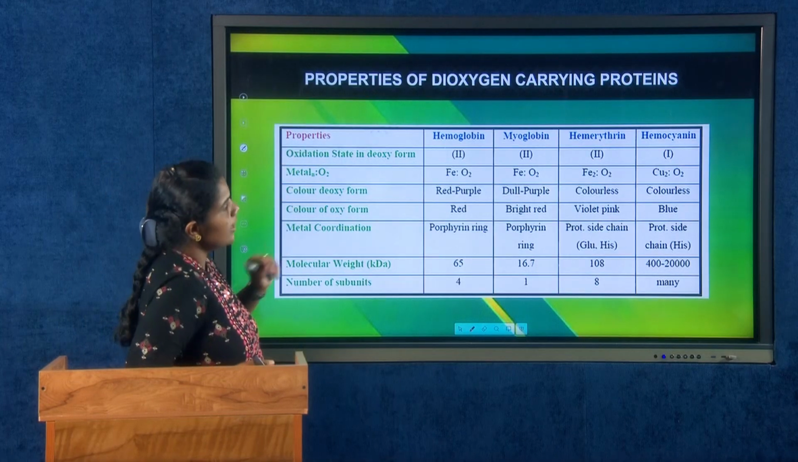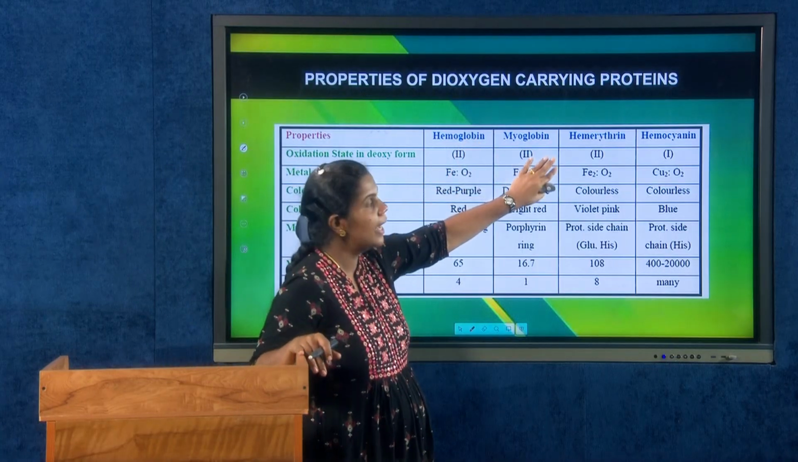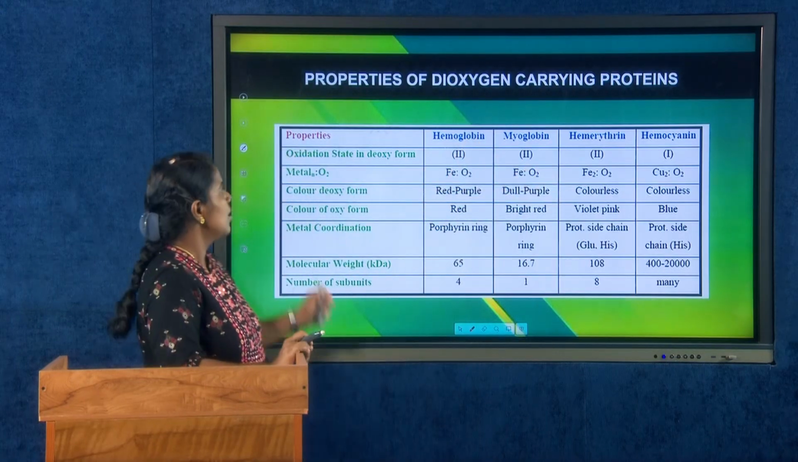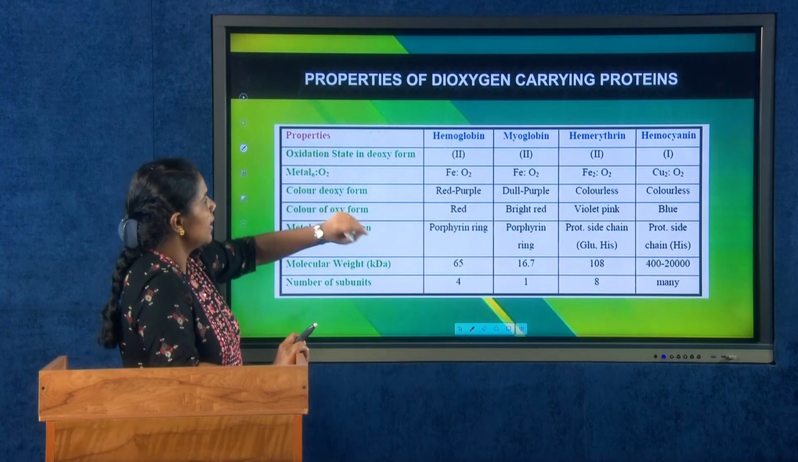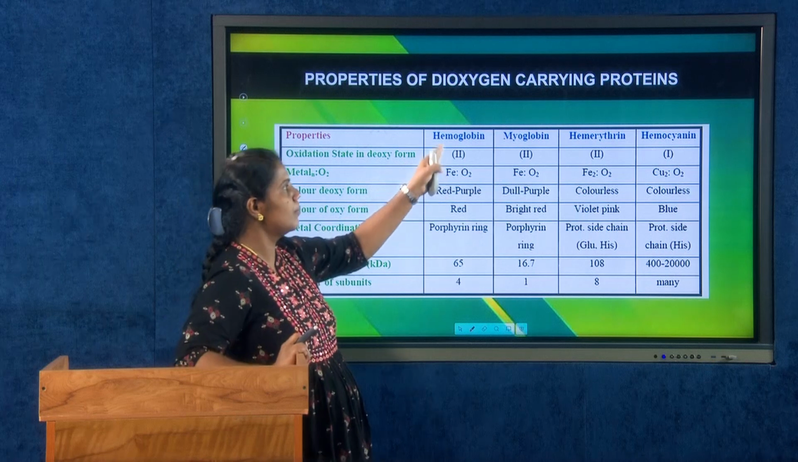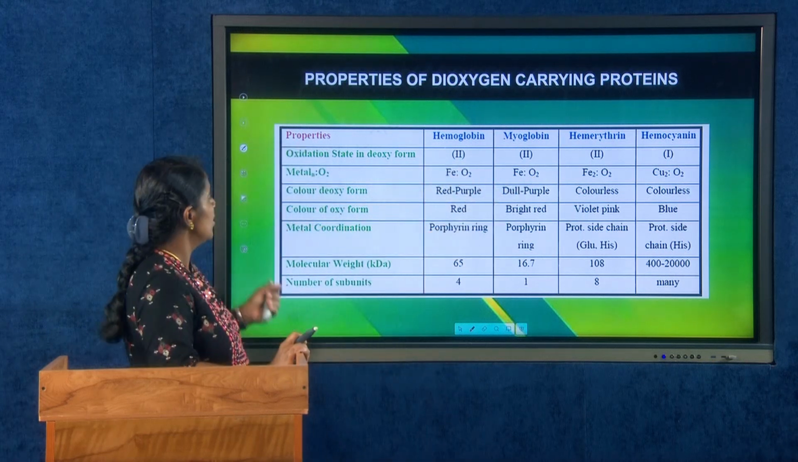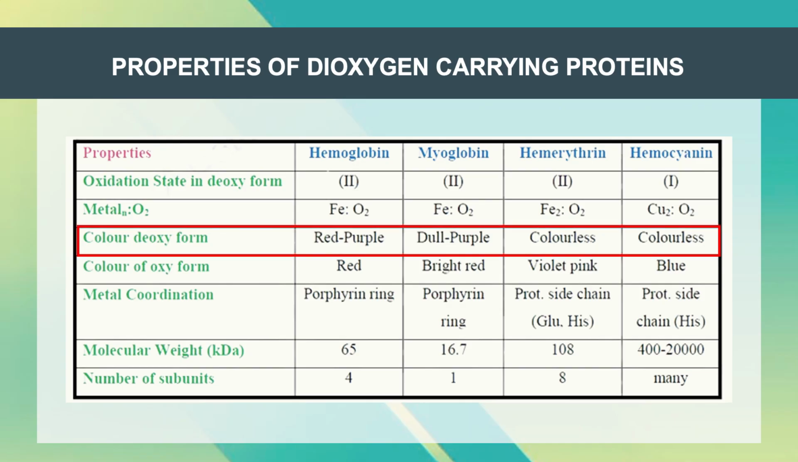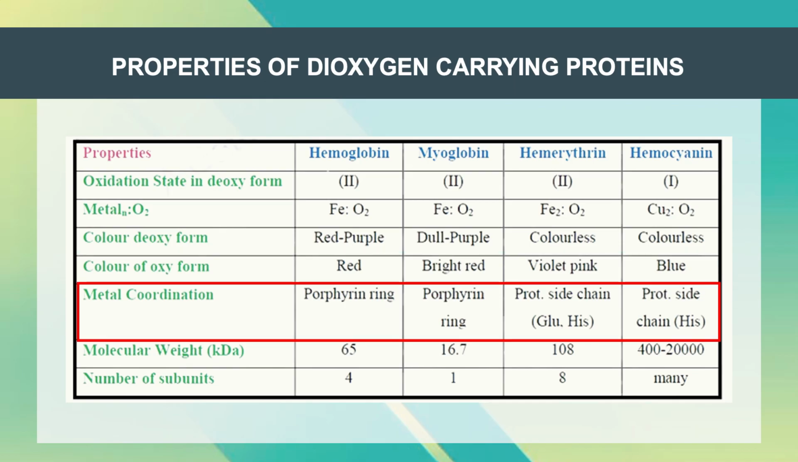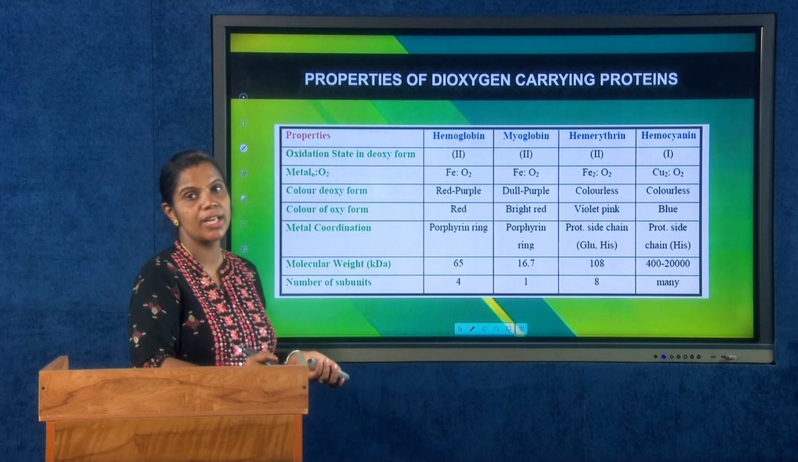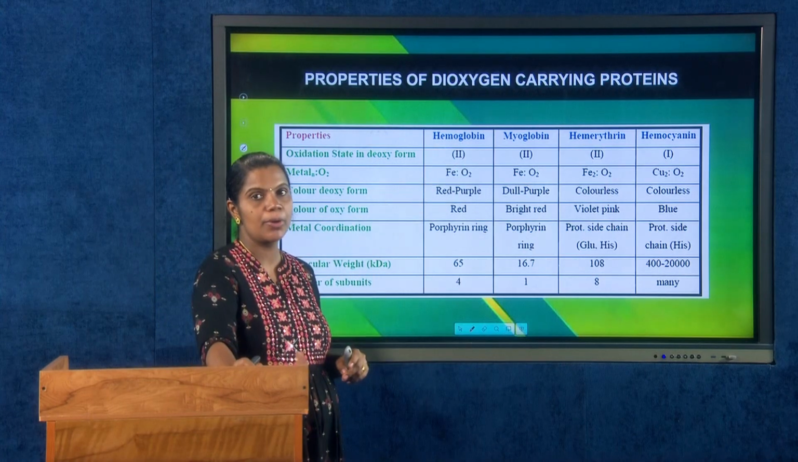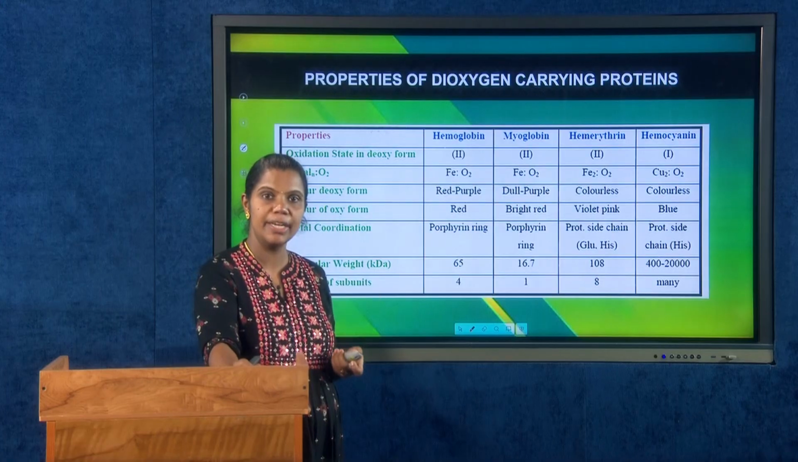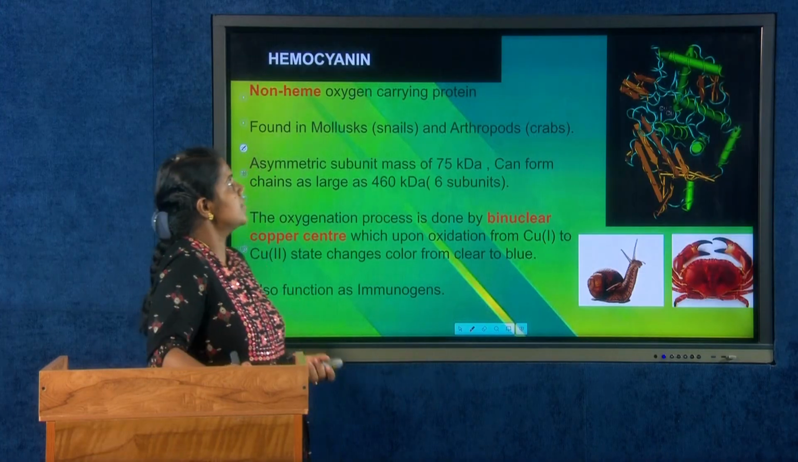At a glance, you can see the properties of hemoglobin, myoglobin, hemerythrin and hemocyanin here. The oxidation state in the deoxy form of the four proteins is provided here, along with the color of each oxygen binding protein in the deoxy form and in the oxy form. The coordination of the metal, the molecular weight and the number of subunits in all the dioxygen carrying proteins are depicted here. We will learn them as the lecture progresses.